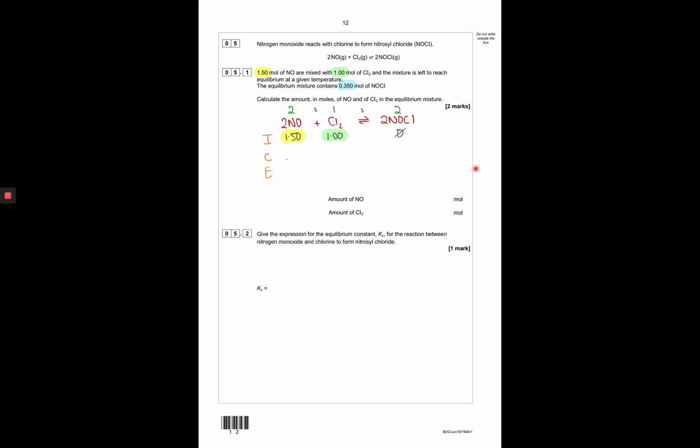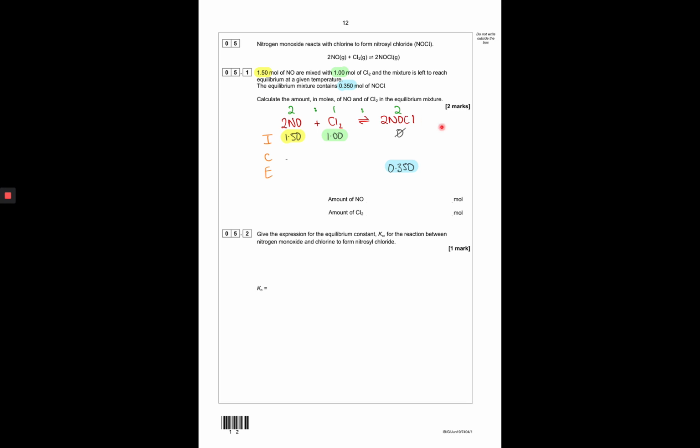And before they're mixed, that means we clearly don't have any of the product, right? We don't have any of the product. So that's clearly 0. And then they tell us that when it reaches equilibrium, we then have 0.350 moles of the NOCl. So all I've written so far is the information that they've given us, but I've written it by recognizing that there's an initial, there's a change, and there's an equilibrium.